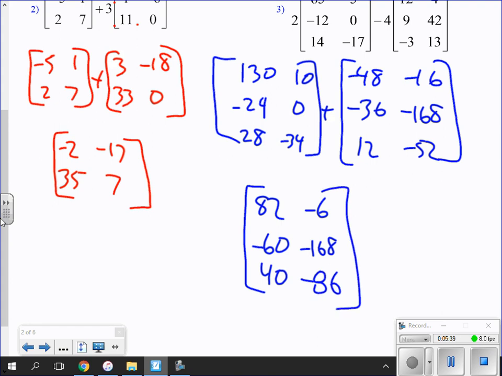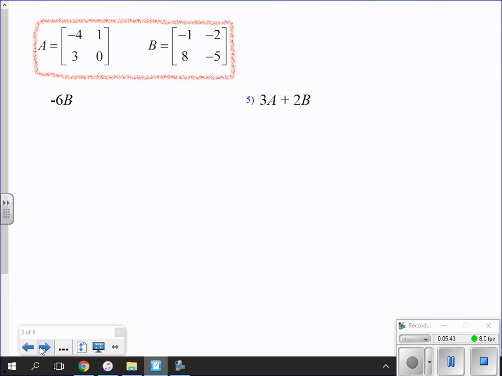Okay. Easy peasy, right? Same thing here. This is how we label matrices. We use capital letters for matrices. We use lowercase letters for the elements within a matrix. So if I want negative 6b, all I'm doing is taking negative 6 times b.